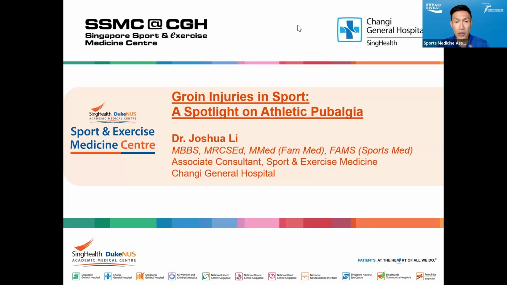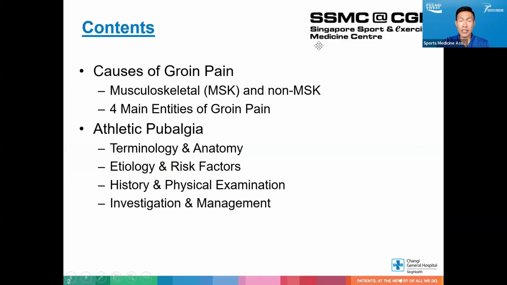Okay, so today in my talk, I'm going to talk about groin injury. We started off with Gordon, our physiotherapist colleague, talking about hip injuries in general, and he did touch on the most common groin injury, which is adductor strain, adductor tendinopathy. So I'm going to talk more on groin injuries, with a deep dive into this entity called athletic pubalgia. These are my contents for today.